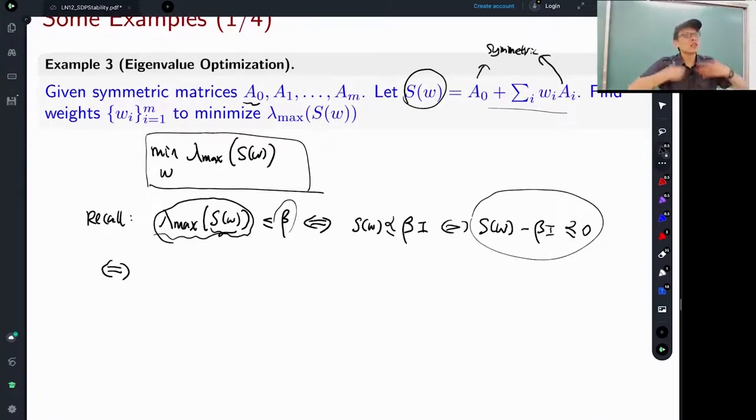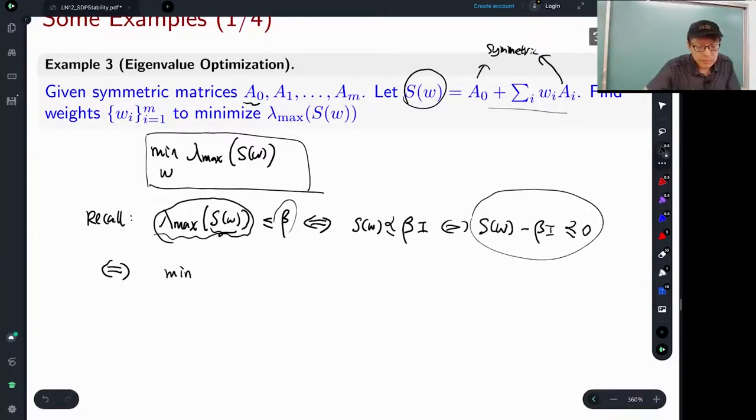Now I can construct the following optimization problem. I will minimize the upper bound, beta.